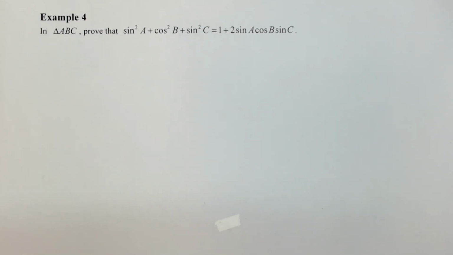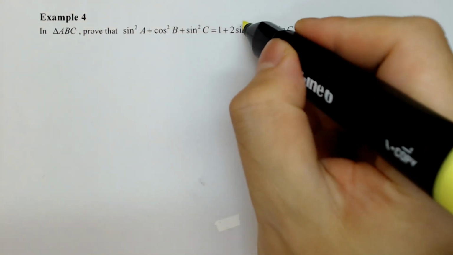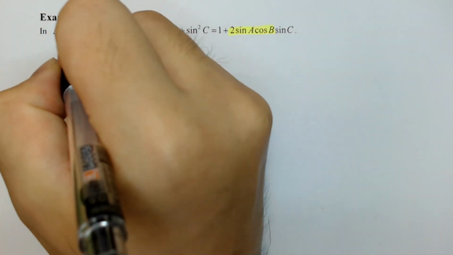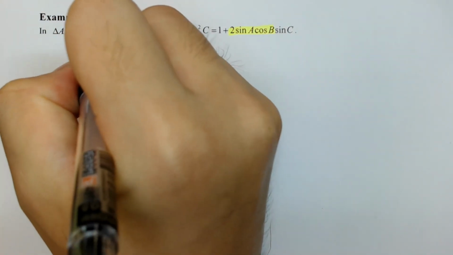On the right, we have a product of sine A, cosine B, and sine C. So I will choose to use the product to sum formula to rewrite this term. So this time I will start to do it on the right hand side.